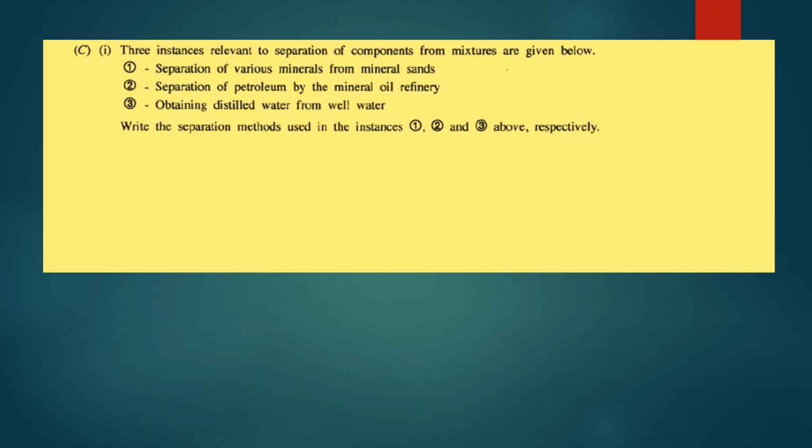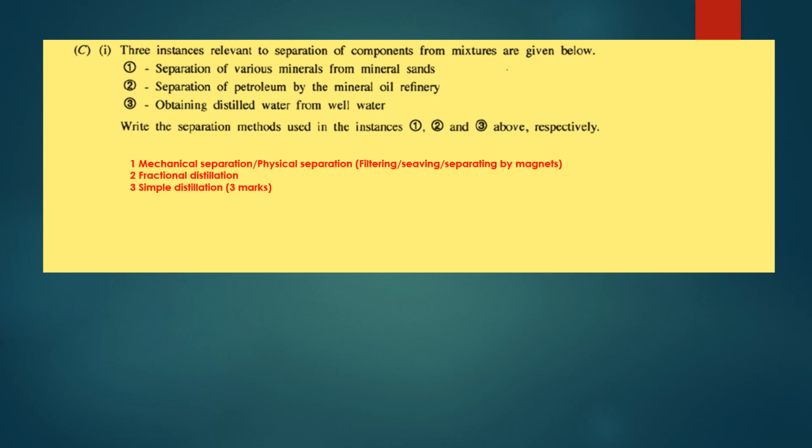Now write answers for the C1. Three instances relevant to separation of components from mixtures are given below. First one, separation of various minerals from mineral sands. Second one, separation of petroleum by the mineral oil refinery. Third one, obtaining distilled water from well water. Write the separation methods used in the instances 1, 2 and 3 above respectively.